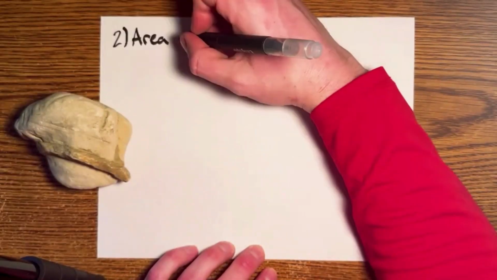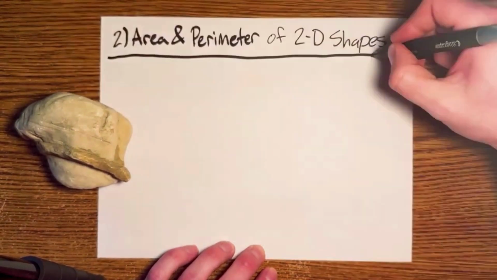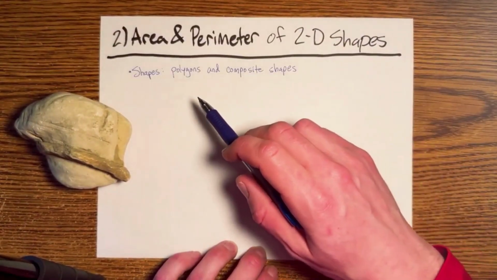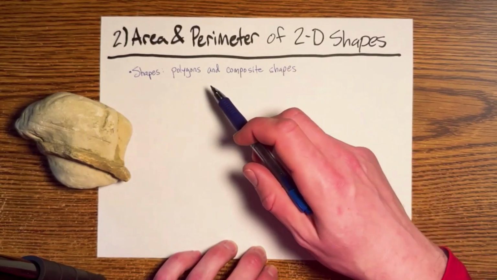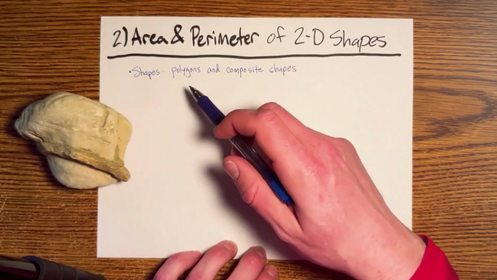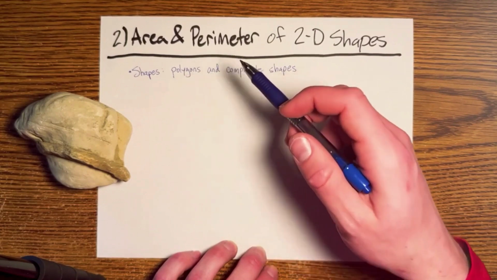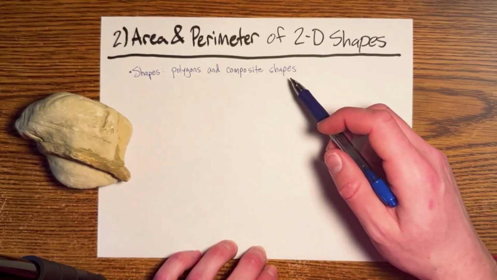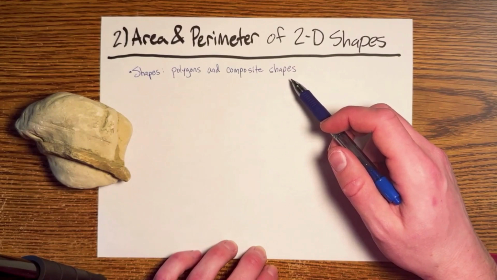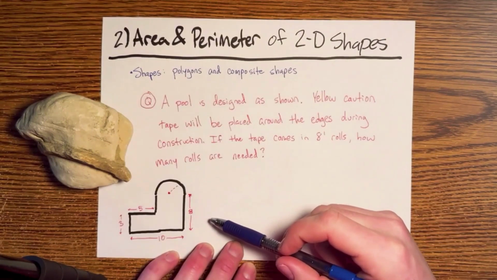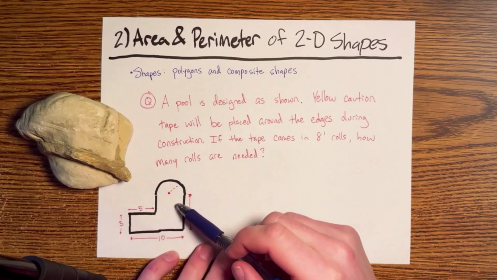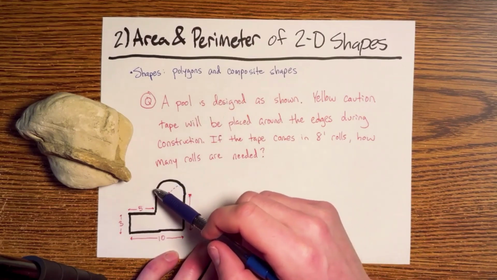Number 2, area and perimeter of 2D shape. The two-dimensional shapes they're referring to include polygons and composite shapes. Polygons, you may remember, are any shape that includes triangles, rectangles, and more sides. Composite shapes will be any shape that combines 2 elements together. This is an example of a composite shape. We can see that it's made up of multiple rectangles along with half of a circle.